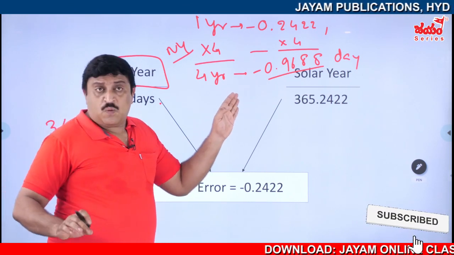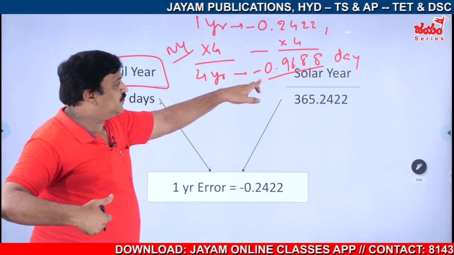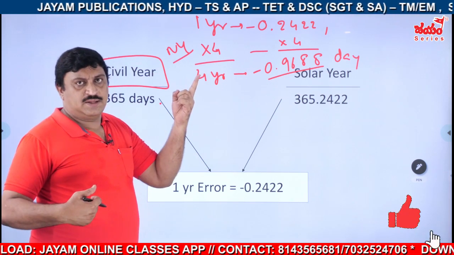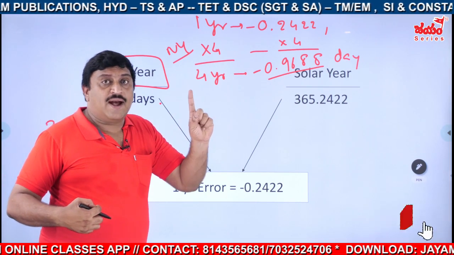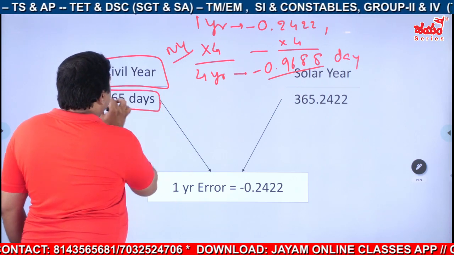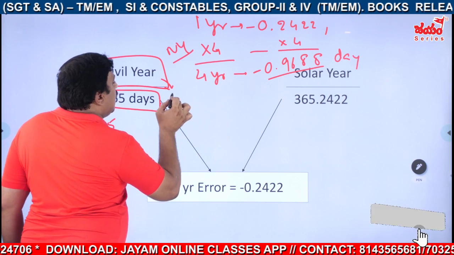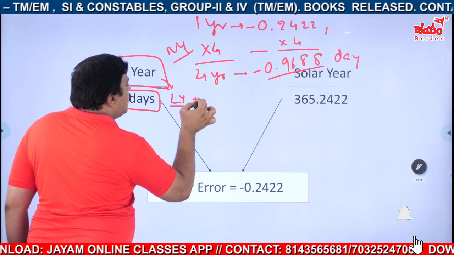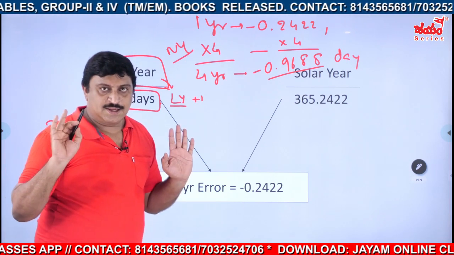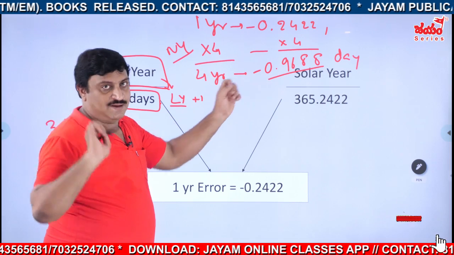Now, why is it so? Because they are less by 0.9688 day. That is taken as 1 extra day. That 1 day where you have to add: for this one, a normal civil year, for this one, a civil leap year, we have added +1. Clear? This is the case. So this is simply 1 day you have taken.